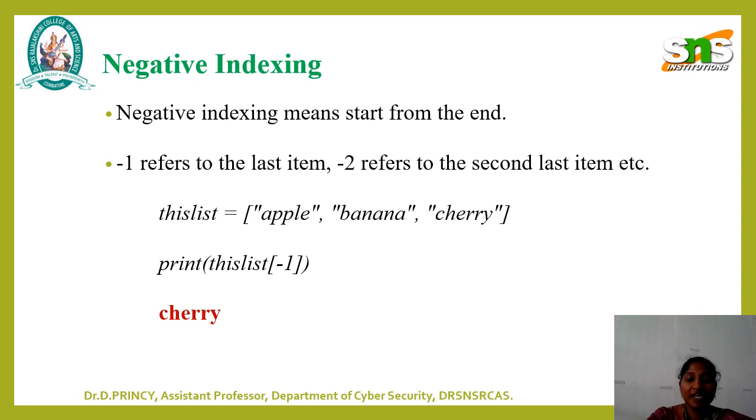Negative indexing. If we want to refer to list items from the end, we have to use negative indexing. Negative index starts from -1 for the last element, -2 for the second last item, -3 for the third last item, etc. For example, in the same list, if you want to access the last item, that is cherry, I can use the index number -1. The result value is cherry.